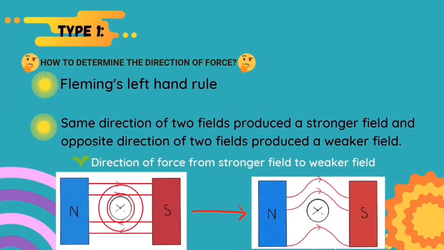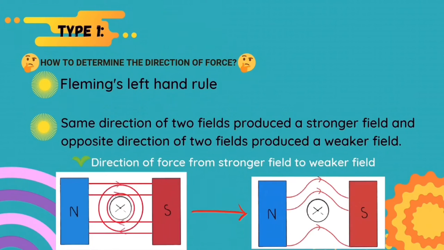Secondly, we need to identify the direction of the two fields produced, which is the direction of the current and magnetic field. A stronger field will be produced if the direction of the two fields is the same, while a weaker field will be produced if the direction of the two fields is opposite. So by identifying which is a stronger field and which is a weaker field, we will be able to identify the direction of the force, as the direction of the force is from the stronger field to the weaker field.